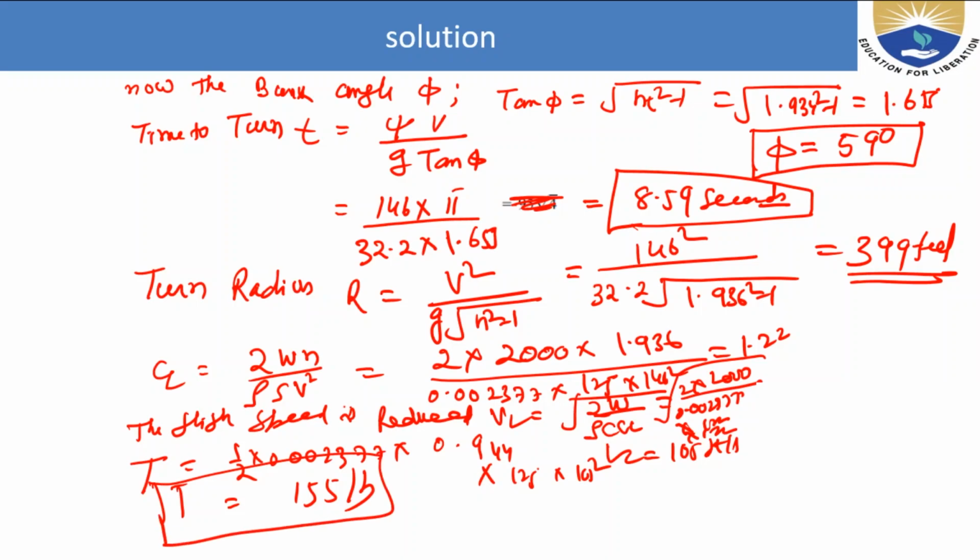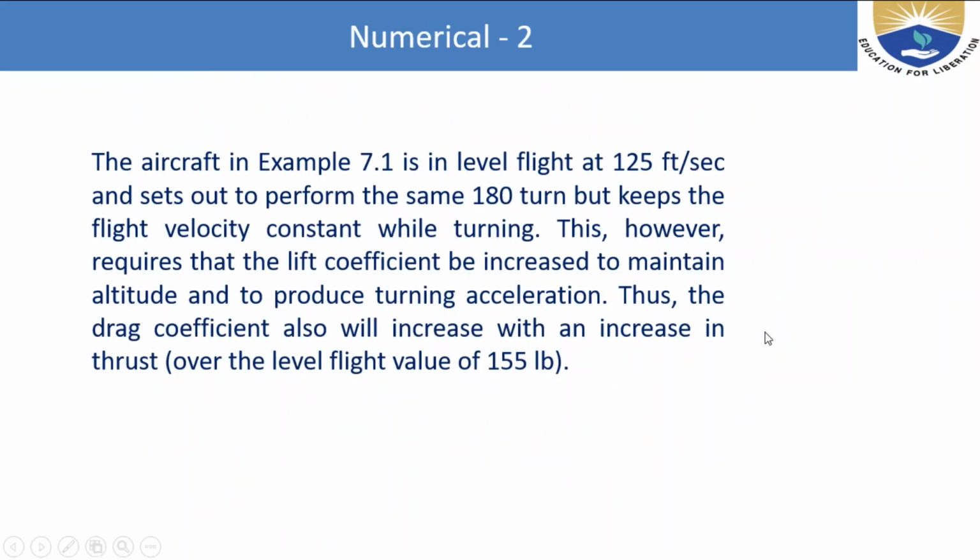So now I will go for problem number 2. The aircraft in the above example is in level flight at 125 feet per second and sets out to perform the same 180 degree turn but keeps the flight velocity constant while turning. This, however, requires that the lift coefficient be increased to maintain altitude and to produce turning acceleration. Thus, the drag coefficient also will increase with an increase in CL.